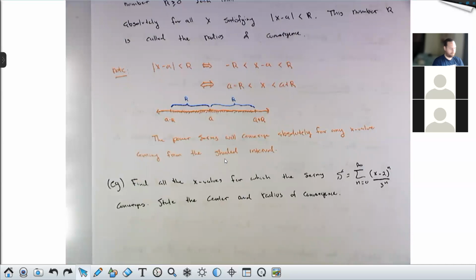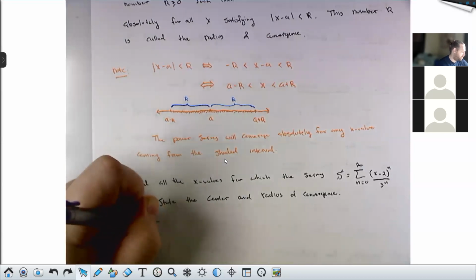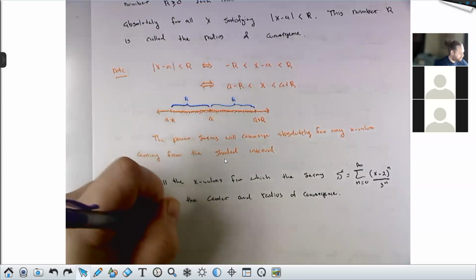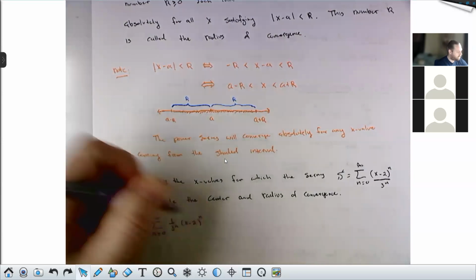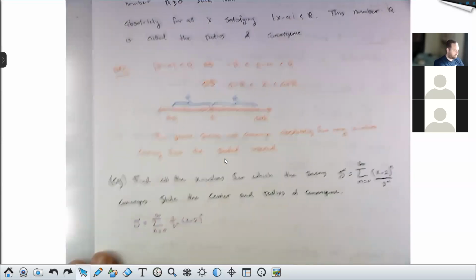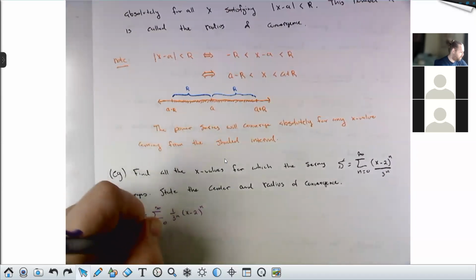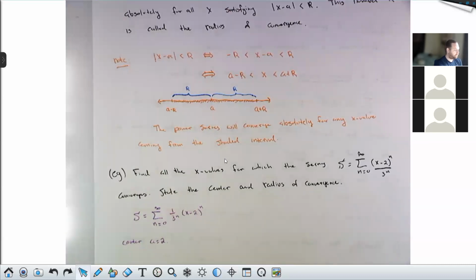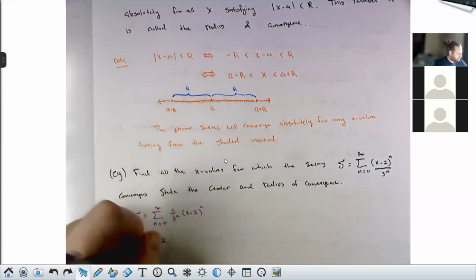Okay. A few different ways to think about this series now. If I'm thinking of it as a power series, where I want to be able to see the coefficients and the center, here it is. So the center is the number 2. The coefficients c_n are just 1 over 3 to the n.